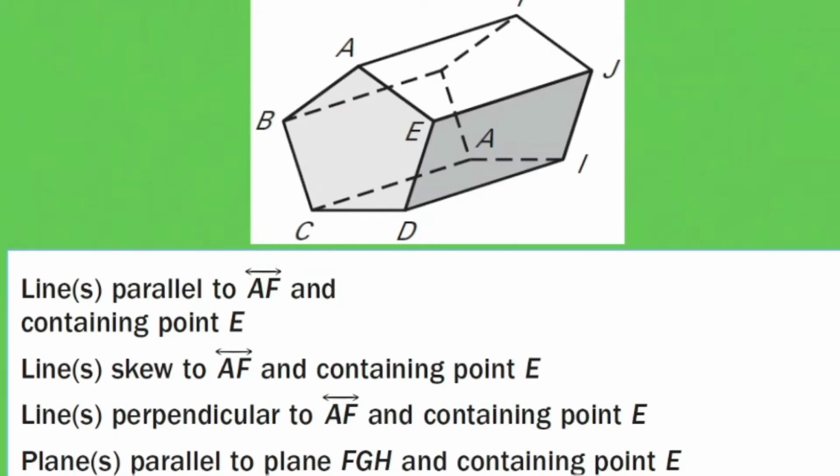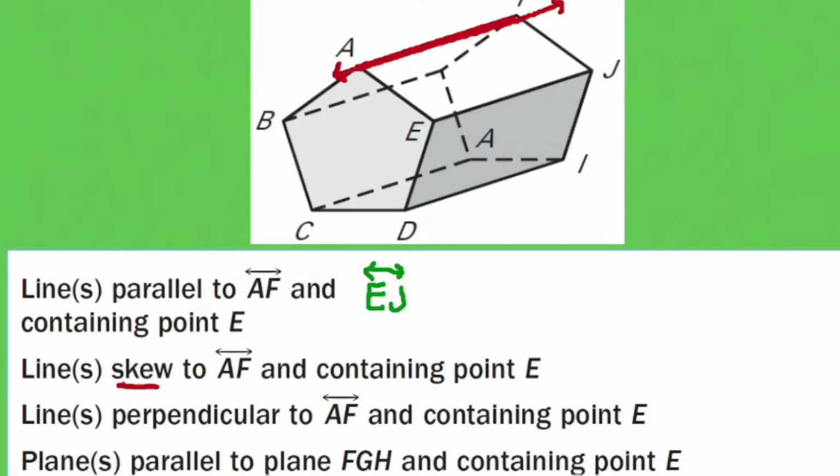In this example, we're going to talk a lot about line AF up here, just imagining that it would extend on forever. So the top edge of this little prism, we are going to try to find some lines that are parallel to AF and contain point E. To be parallel, I feel like we would need to go through EJ. What do you think? Does that look like it would be parallel? So I would say line EJ would be parallel to AF and definitely contains point E.